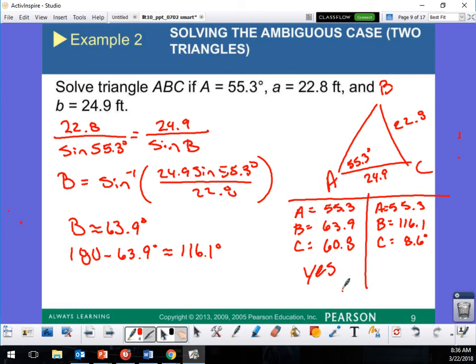Okay. So now all three angles add up to 180. Yes, it works. All three angles together add up to 180. So that both works.